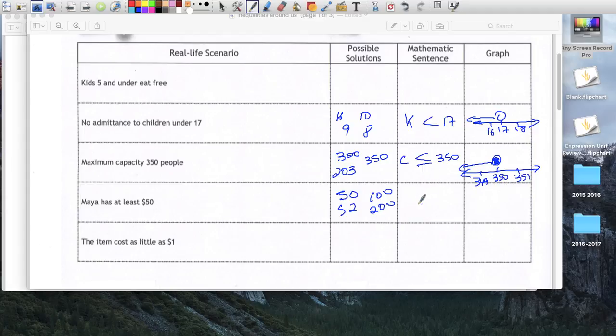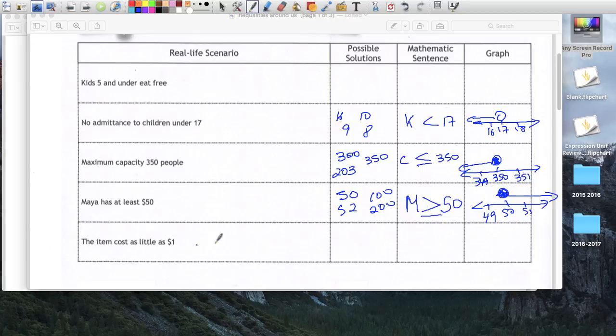So how do we represent that? So let's see, M for Maya. $50. So the money that she has obviously is going to be greater than 50 or even equal to 50. It's 50 and above. 50, 51, 49. So we're going to put a circle on top of 50. The amount of money that she has has to be greater than 50, so we're going to go to the right. And I'm going to shade this because it is possible that she also has 50 in her wallet.